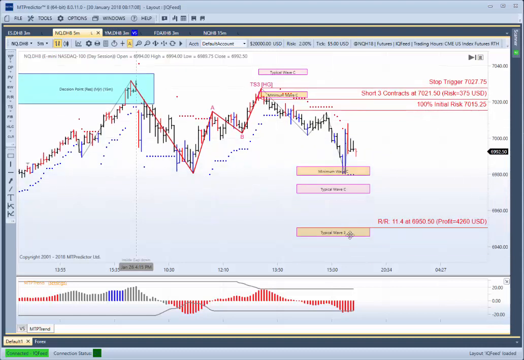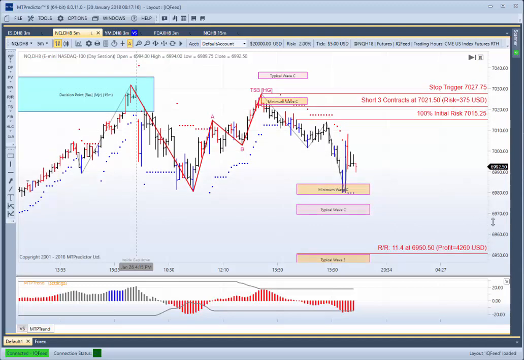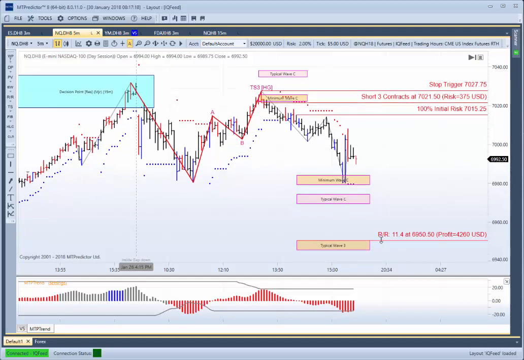Therefore the initial target would have been down here at the typical wave 3 WPT, well, that would have been a lovely potential profit of 11 times the initial risk. The market basically ran out of time, so if I grab this and I take it up to where the close was, you can see at the close that would have been a nice 4.6R profit.